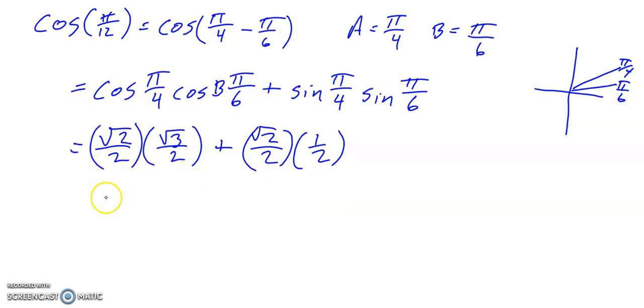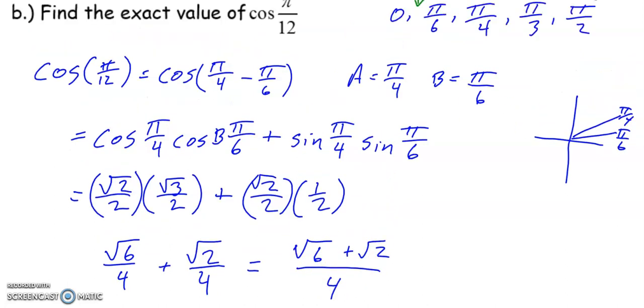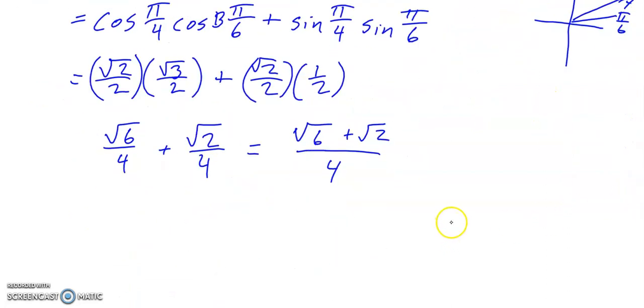So again, I am going to get radical 6 over 4 plus radical 2 over 4. And I end up with radical 6 plus radical 2 over 4. And I knew I should have gotten that because pi over 12 is 15 degrees. So we should have gotten the same answer, and I did as the last problem.